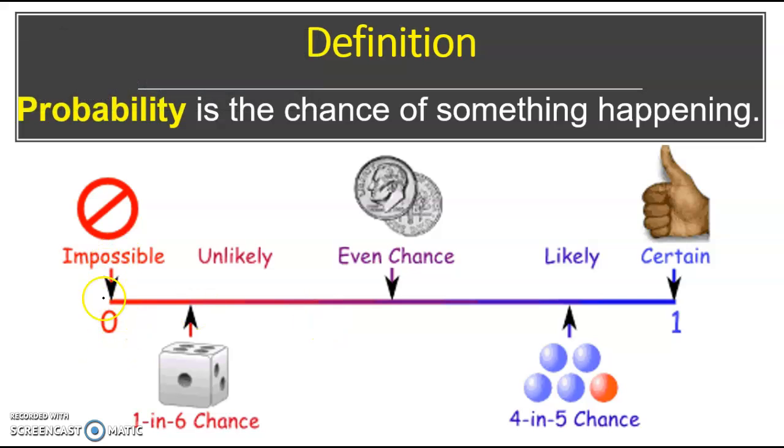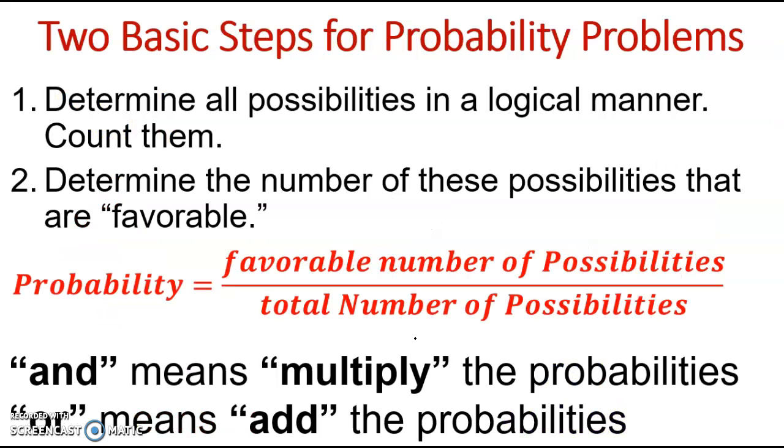So anything that will not happen, the probability is 0. Then in the middle is like 0.5. But key thing, remember, probability is always a fraction or decimal or percent. It's part of a whole.